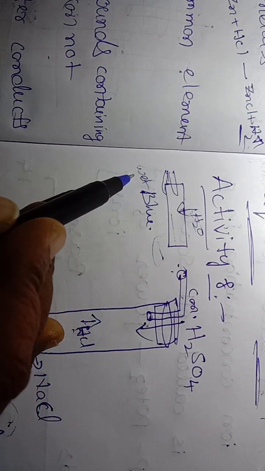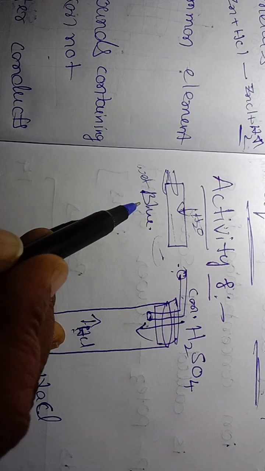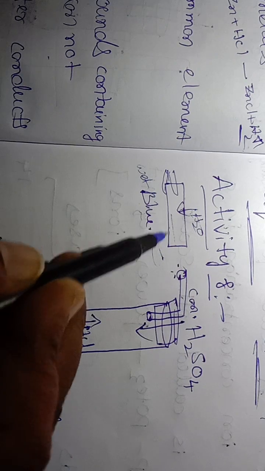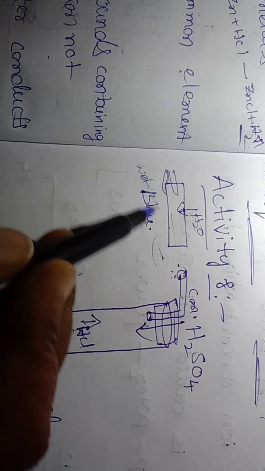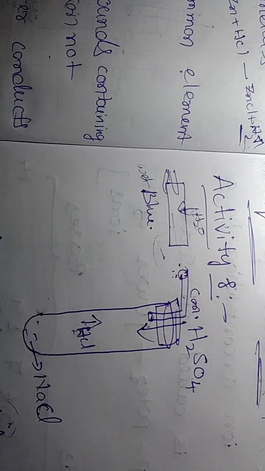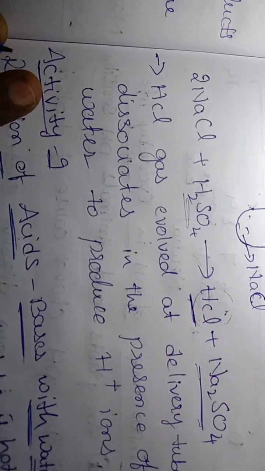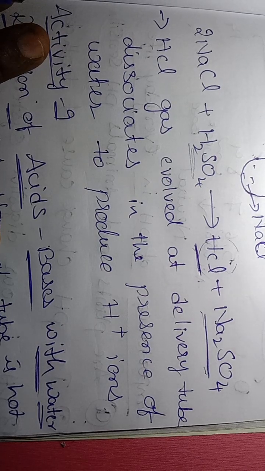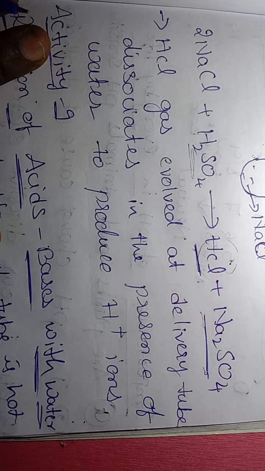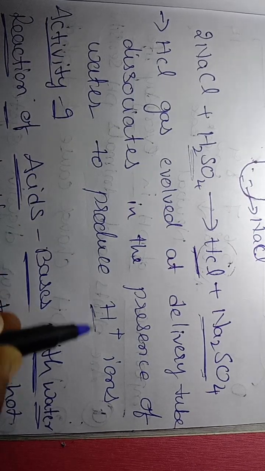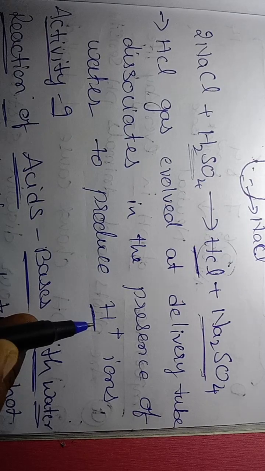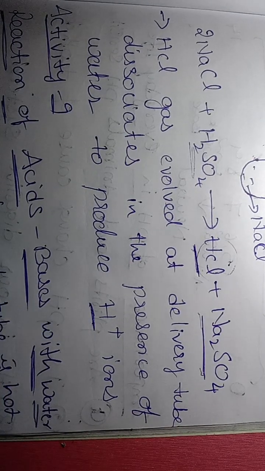In the second case, when wet blue litmus paper is brought near the delivery tube, it turns red because I added water to the litmus paper. From this, what you are concluding is that the HCl gas evolved at the delivery tube dissociates in the presence of water to produce H+ ions, which are responsible for conduction of current and turn litmus paper red.